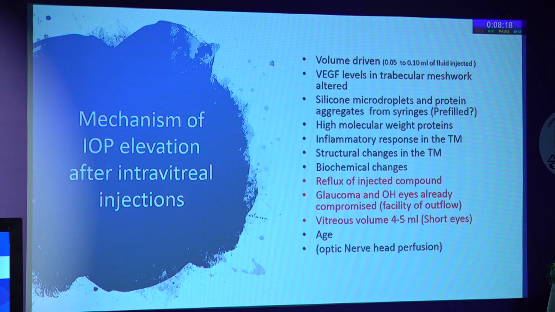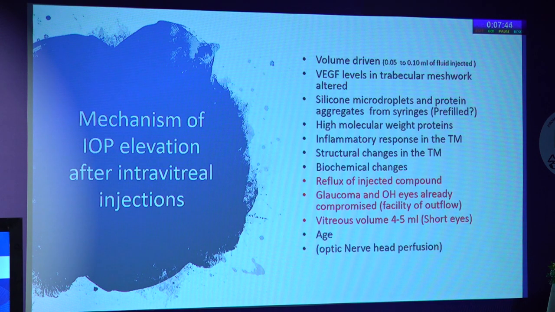Why does this intraocular pressure rise occur? It occurs simply while you inject volume, but it could also be due to biochemical changes. It could be due to the fact that we're using high molecular weight proteins, structural changes. And in fact, when you use a syringe, it moves quite smoothly, and that's because it's got particles of silicone and lubricants inside. And these also have at times caused clusters of elevation of intraocular pressure.